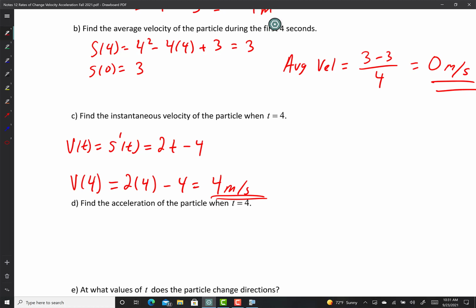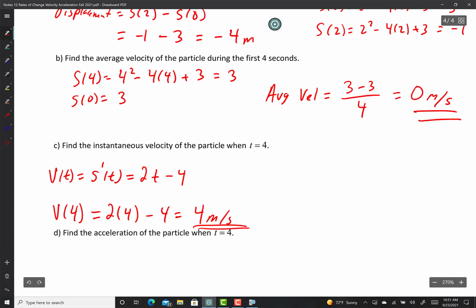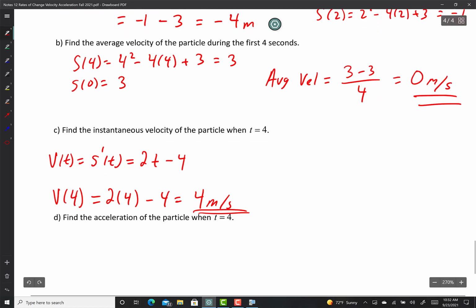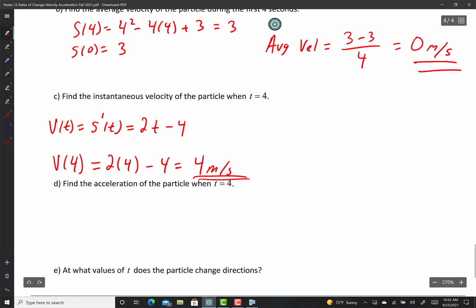Wait, can you explain again the difference between average velocity and instantaneous? Yes. Instantaneous velocity is at a moment. So I'm finding the velocity right at 4 seconds. And an average velocity is the velocity between the interval 0 and 4. Are we okay so far, guys?